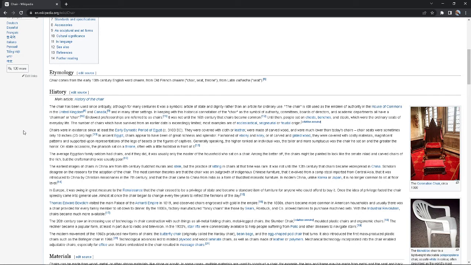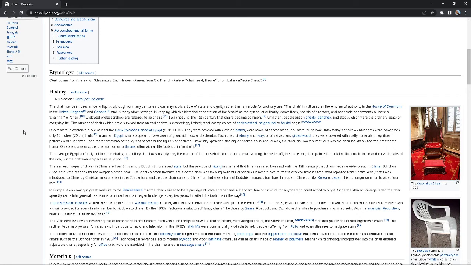The most common theories are that the chair was an outgrowth of indigenous Chinese furniture, that it evolved from a camp stool imported from Central Asia, that it was introduced to China by Christian missionaries in the 7th century, and that the chair came to China from India as a form of Buddhist monastic furniture. In modern China, unlike Korea or Japan, it is no longer common to sit at floor level.